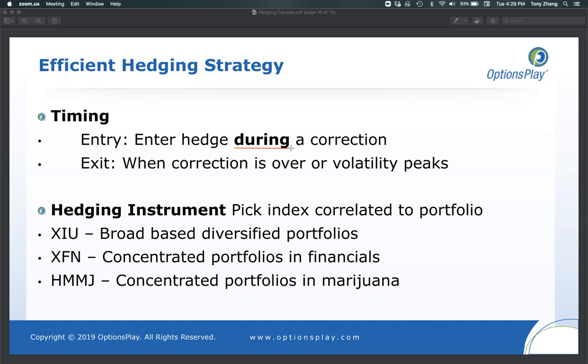Versus you can buy insurance during a correction. It'll cost you a little bit more, but at least you're not buying it in anticipation of a correction and losing 2, 3, 4, 5% of your portfolio waiting for that correction to happen, even though it might be relatively cheap.